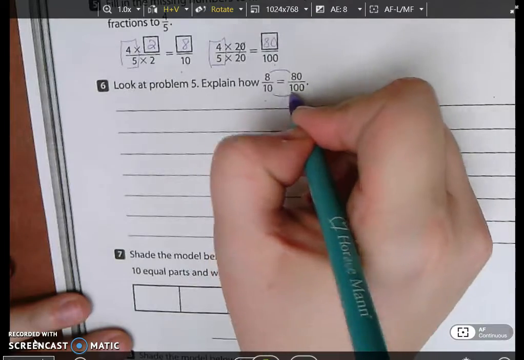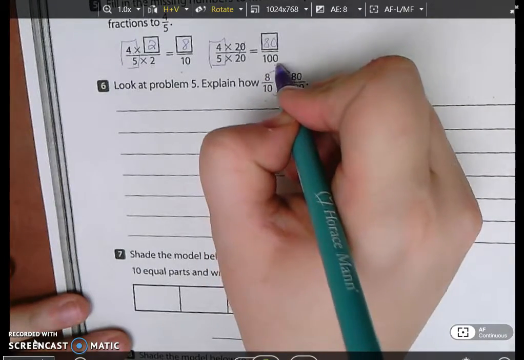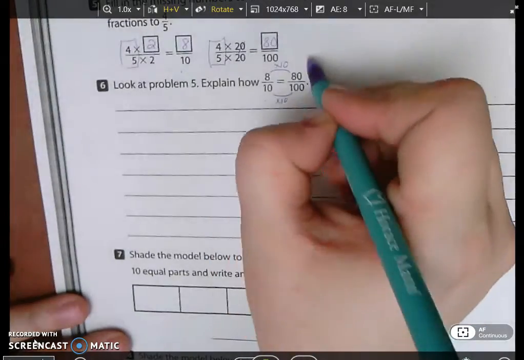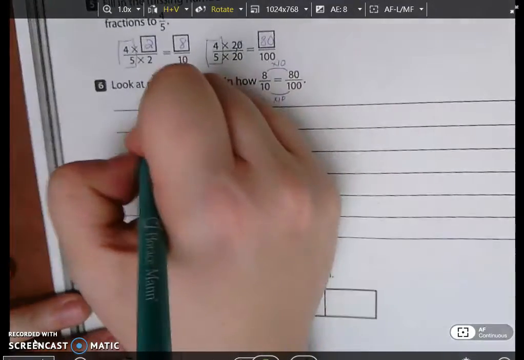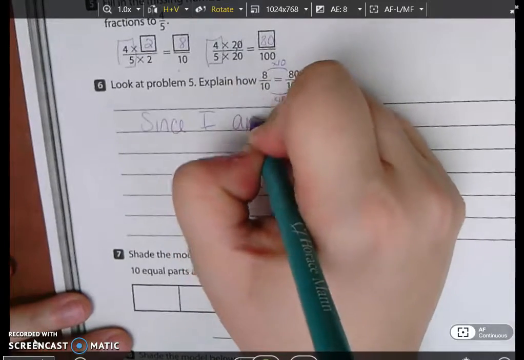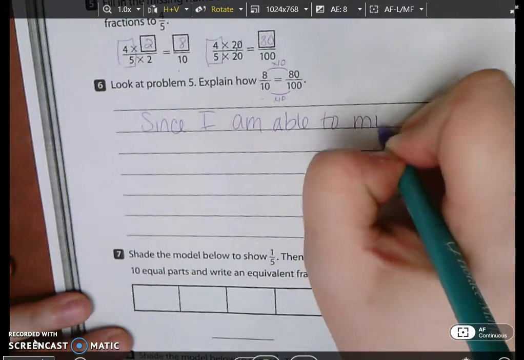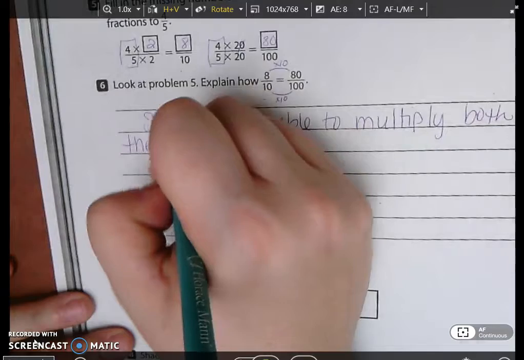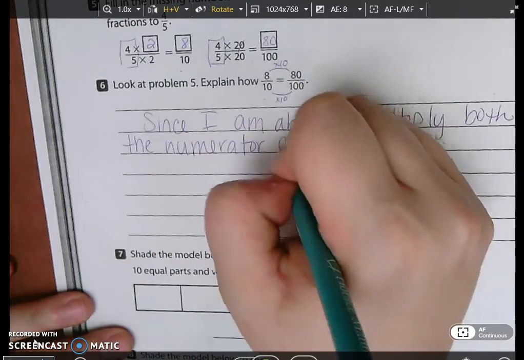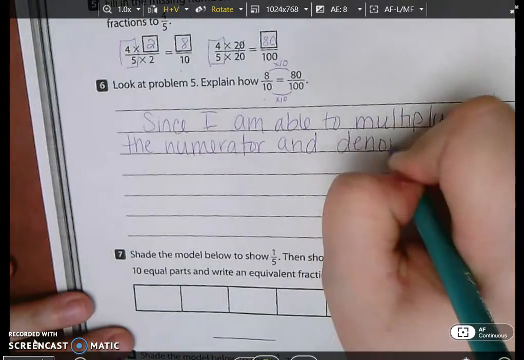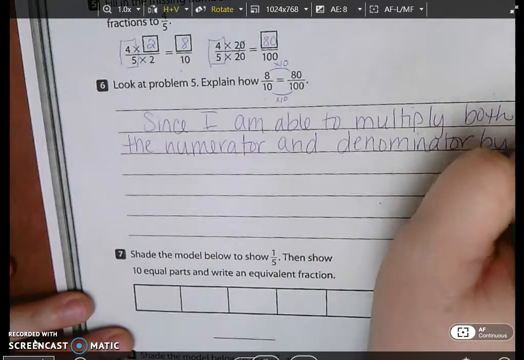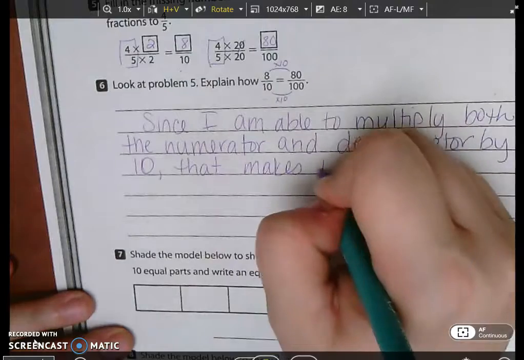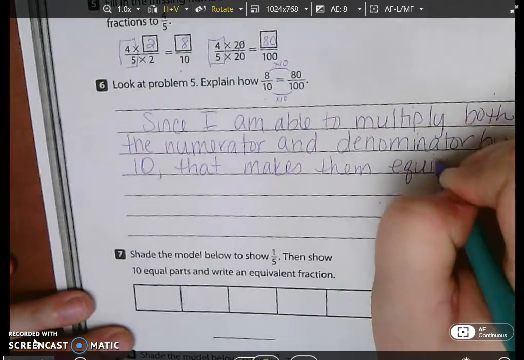Well, when you look at it using that multiplication strategy, I can see that 8 times 10 equals 80, and 10 times 10 equals 100. So since I multiply by the same number, that means they're equivalent. Since I am able to multiply both the numerator and denominator by 10, that makes them equivalent.